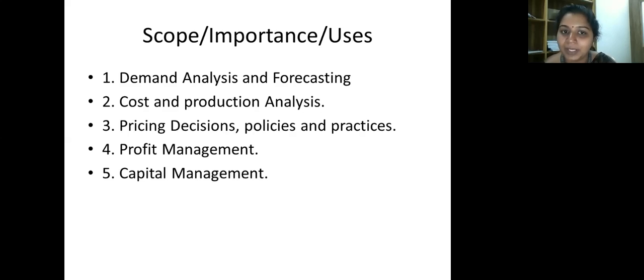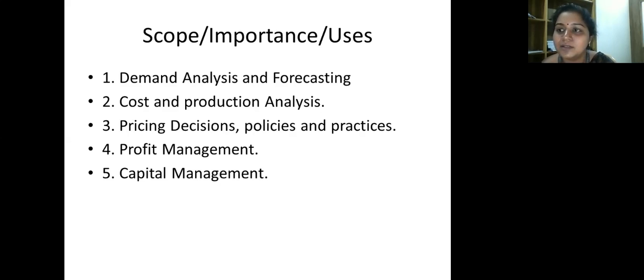How much input do I have to give to produce this much output? That concept you will study under production analysis. First you estimate the demand and decide which factors you are going to use, based on marginal cost and average cost concepts. After deciding that, you study how much input is required to produce the output. And after producing, the next major decision is pricing. You have to fix the price for the produced commodity.